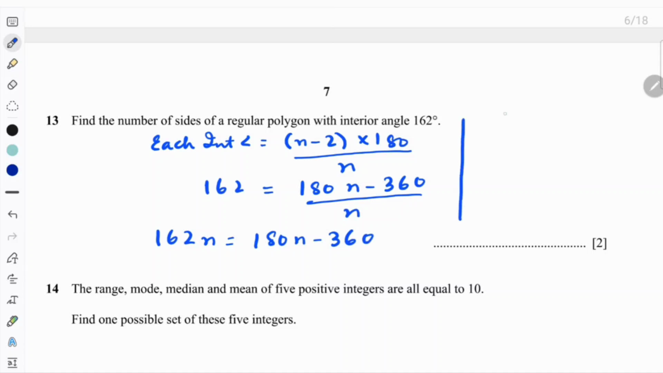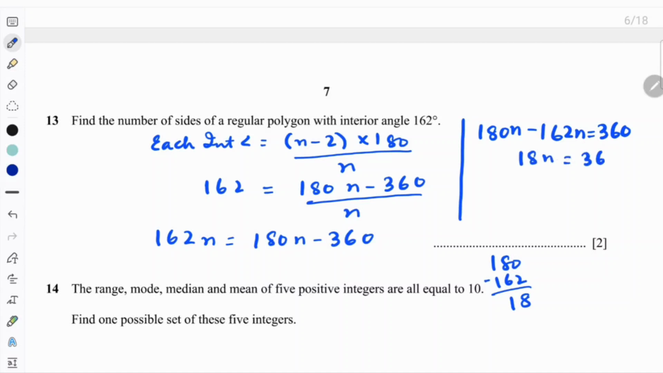Alright, now 180n minus 162n is equal to 360. Arrange the equation. So 180 minus 162 is only 18. So 18n is equal to 360. n is equal to 360 divided by 18, that is 18 times 2 is 36, so n will be equal to 20. So it means that this polygon has 20 sides.